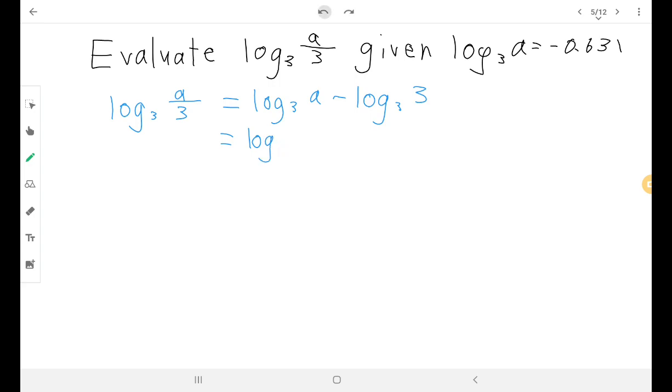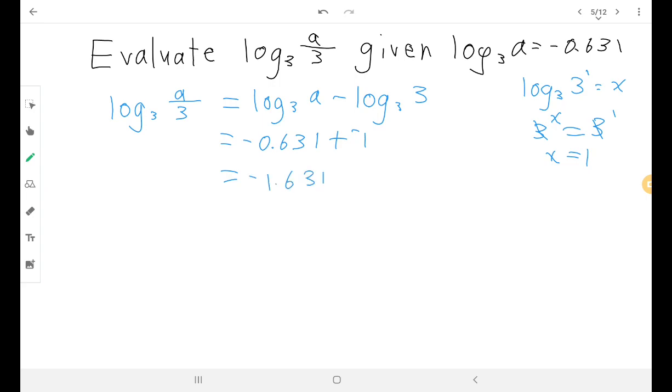So instead of putting log base 3 of a again, let me put what log base 3 of a is. It's negative 0.631 minus, let's talk about log base 3 of 3. Let's set that equal to some variable x, and rewrite it in exponent form. That is 3 to the x equals 3, and then I can ignore the bases and I get x equals 1. So log base 3 of 3 equals 1. So I'm doing negative 0.631 minus 1, or plus negative 1, which is negative 1.631. And so there's my answer. That's one way of doing it.